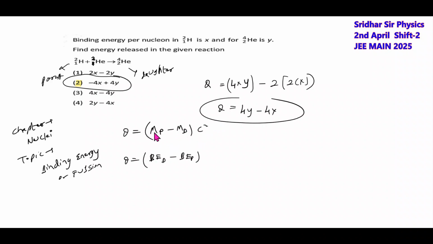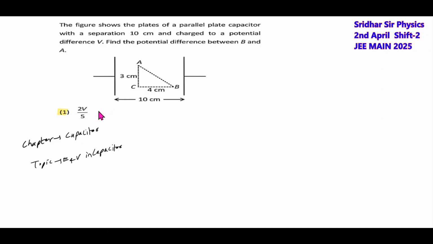So there is a concept. Mass of parent minus mass of daughter into C square will be energy released. Binding energy of daughter minus binding energy of parent will be the energy released. And we have information of binding energy per nucleon. Multiply with number of nucleons, we'll get the binding energy. The difference in binding energy will be the energy released. Okay, we'll move to the next question.